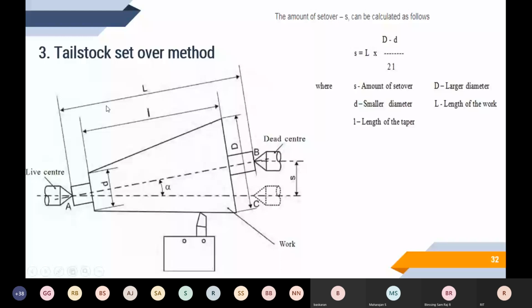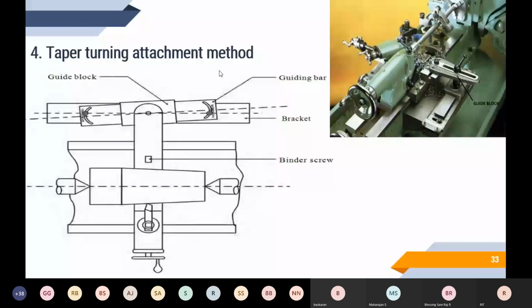Then the taper turning attachment method. It consists of a bracket attached to the rear end of the lathe bed, which supports a guide bar pivoted at the center. The bar has graduations in degrees and may be swiveled on either side of the zero graduation. When you remove the binder screw, the cross slide moves freely. The main advantages of this method are that long tapers can be machined, power feed can be applied, and the work is completed in a short duration. But internal tapers cannot be machined; that is one of the drawbacks.